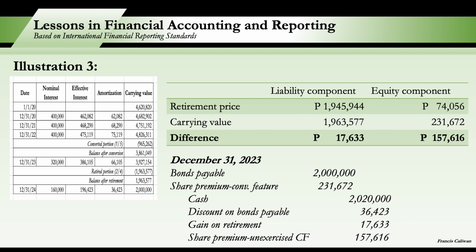Next, credit tayo ng cash for 2,020,000, our retirement price. And then, credit tayo ng gain on retirement. This is taken to profit or loss, 17,633. And then, the gain on account of equity, which is 157,616, is taken to another equity account. So, transfer within equity, 157,616. Okay? So, that is accounting for convertible bonds, and of course accounting for bonds with share warrants.